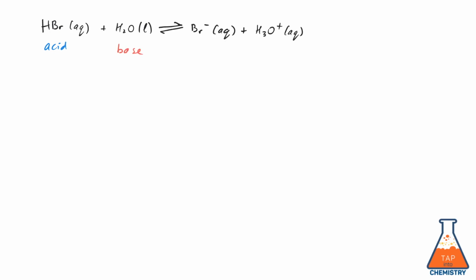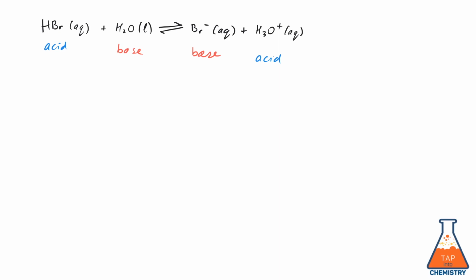Interestingly, in any acid-base reaction, the products are also acids and bases. For example, in a reaction of hydrobromic acid and water, the hydrobromic acid is a proton donor, so it's the acid, and water is a proton acceptor, so it's the base. The products of the reaction are a bromide ion and a hydronium ion. If the reaction were to go in reverse, hydronium would donate a proton to bromide to form water and hydrobromic acid, making hydronium the acid and bromide the base for that reaction. And that's why we can classify the products of an acid-base reaction also as acids and bases.